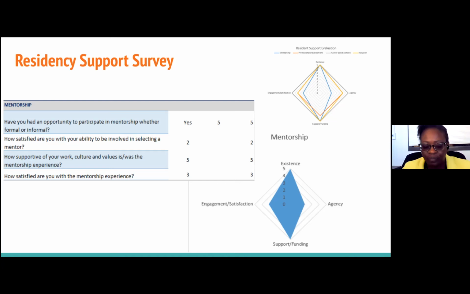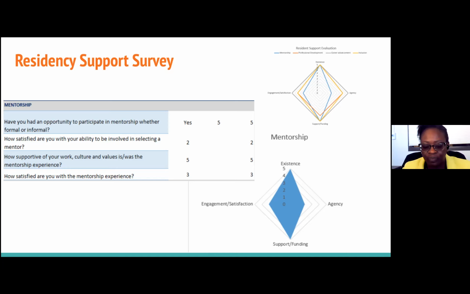However, agency was rated at 2 and engagement and satisfaction rated at 3. So for those dimensions, which are at the size of the diamond, you see that they don't go all the way out, 1 point to the 2nd line and 3rd line of the chart, respectively.